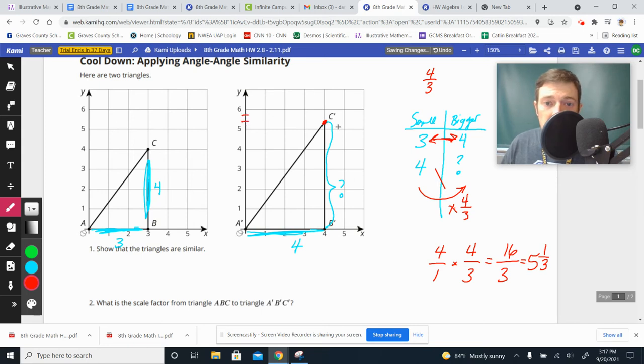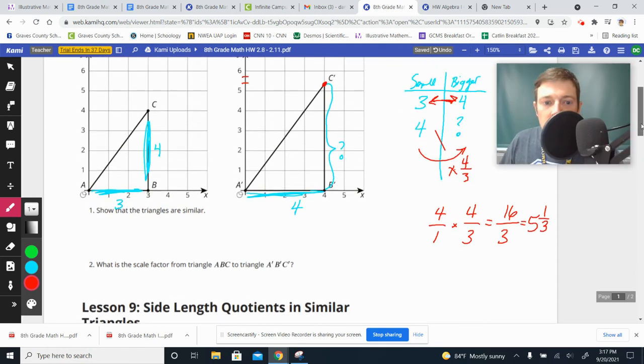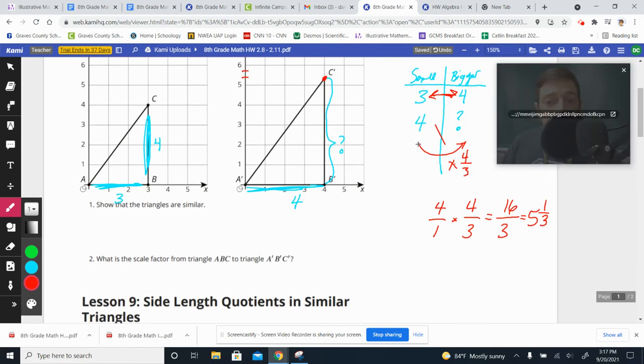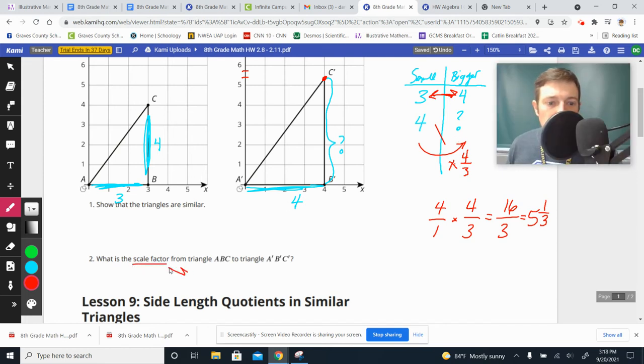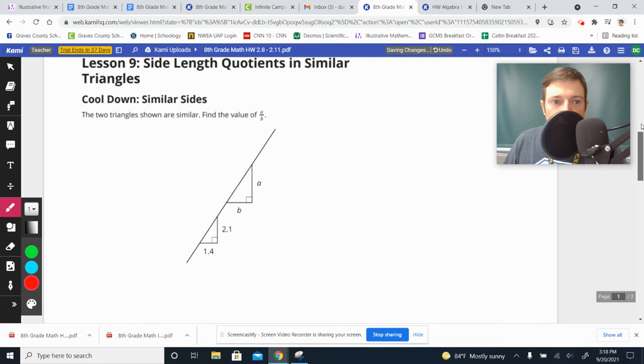It sure does. So I feel really confident that these are similar, and I feel like my shown work over here proves that they are similar to each other with a constant of 4/3. So if 4/3 is my constant that gets me from small to big, it is also known as my scale factor to get from ABC to ABC prime. And so my scale factor is also 4/3. All right, let's jump on down to the last one.